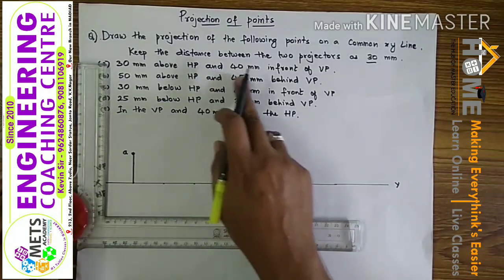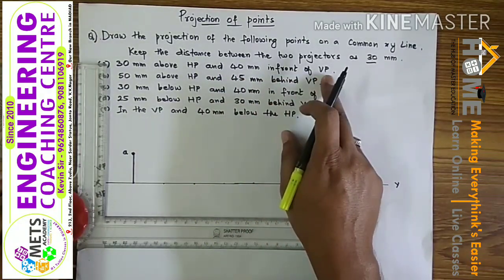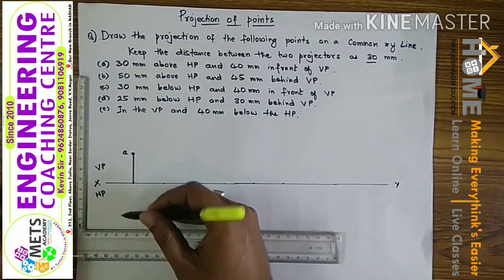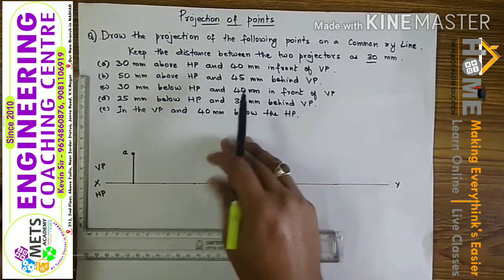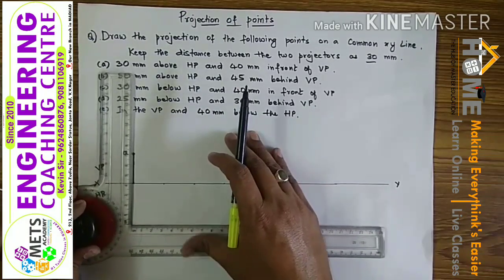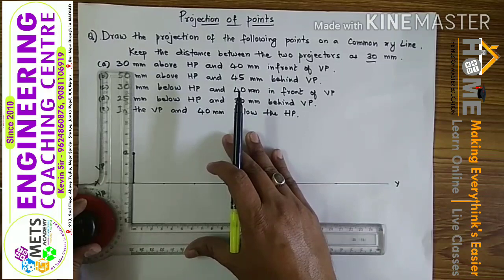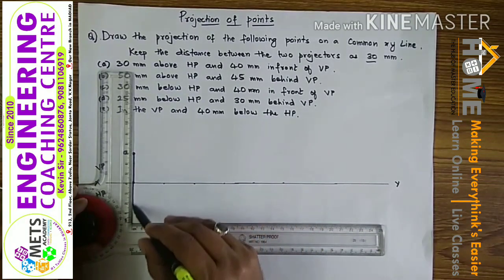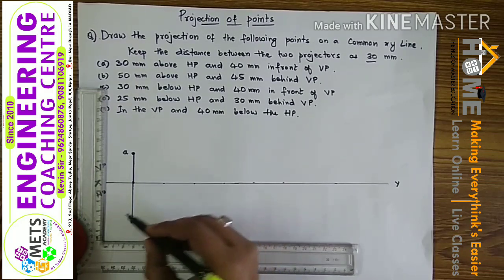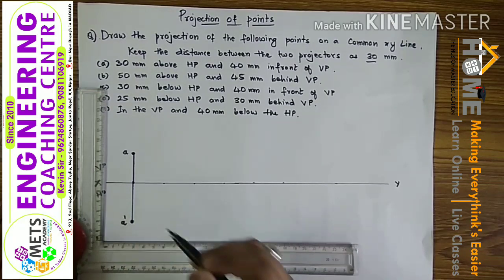And 40 mm in front of VP. In front of VP means we have to take it in front. How much? 40 mm from the XY line only. I keep my drafter at 40 mm and project, and I have drawn the point. That point is called A dash.